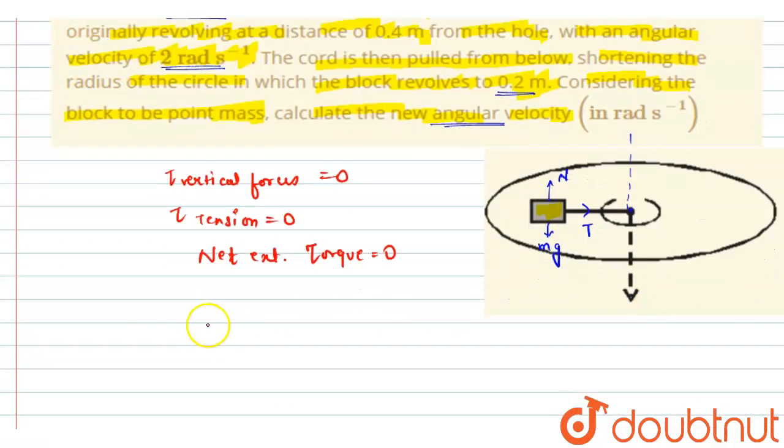Hence we can apply the law of conservation of angular momentum, which says that L1 will be equal to L2, where L1 is the initial angular momentum when the block was revolving at a speed of 2 radians per second in a radius of 0.4 meters, and L2 is the angular momentum when the block will be moving in the radius of 0.2 meter with the new angular velocity. So L1 equals I1 into omega 1 equals I2 into omega 2.